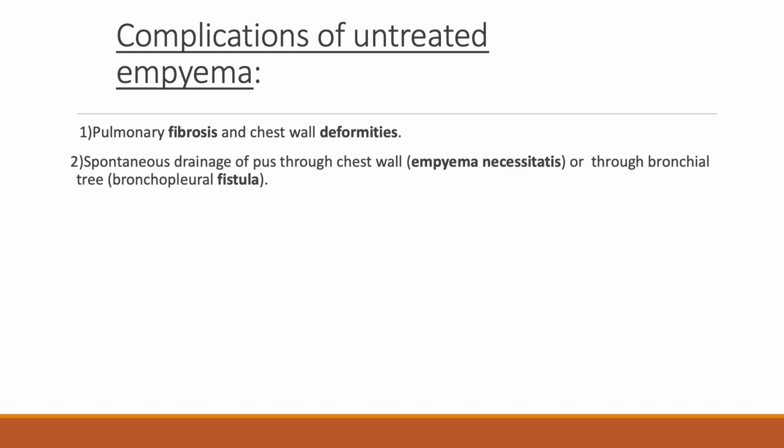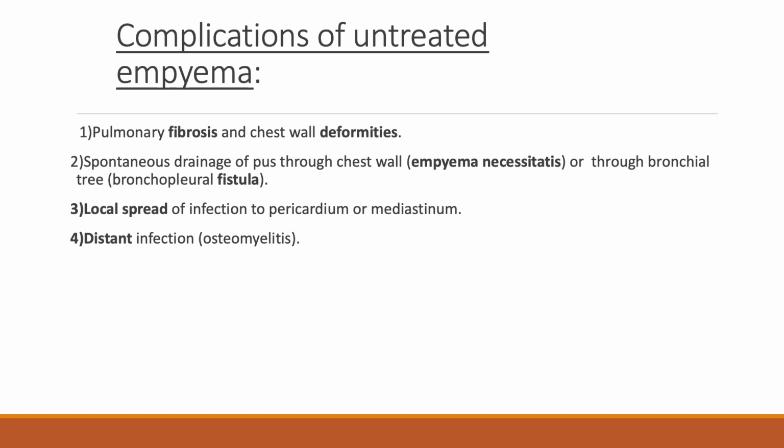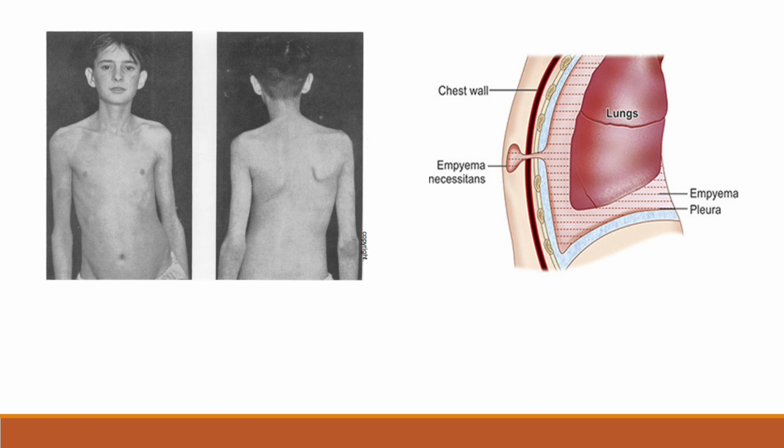So what are the complications of untreated empyema? Because there's collagen deposition and growth of fibroblasts, there will be pulmonary fibrosis, which will cause traction and contraction of this scar tissue, causing skeletal or chest wall deformities. Sometimes there is rupture or extension of this pus through the chest wall, causing empyema necessitans, giving the picture of a chest wall abscess, but it's connected to the empyema cavity. Or through the bronchial tree, causing bronchopleural fistula, or local spread to the pericardium or mediastinum, causing mediastinitis or pericarditis, or distant infection through the blood, causing osteomyelitis.